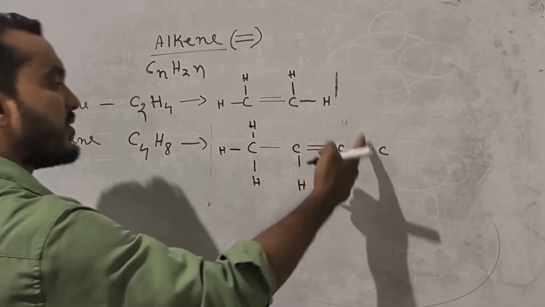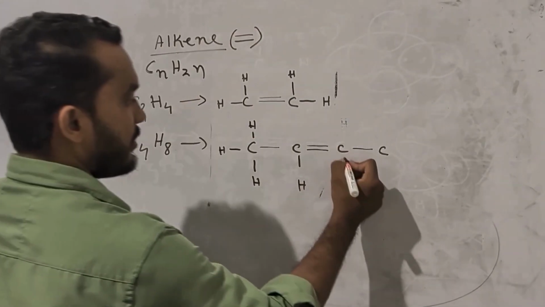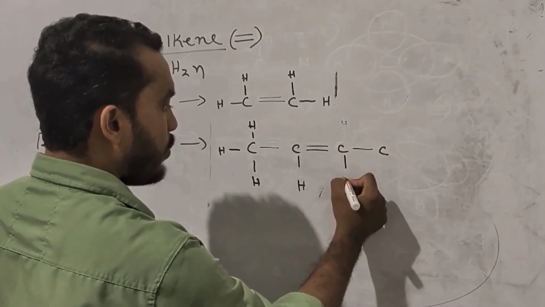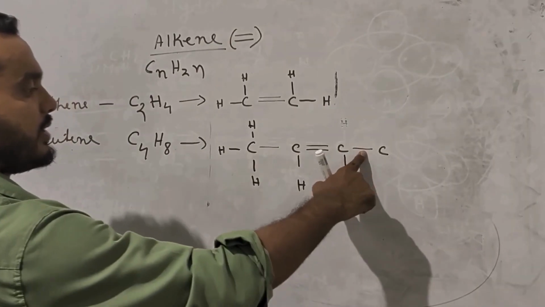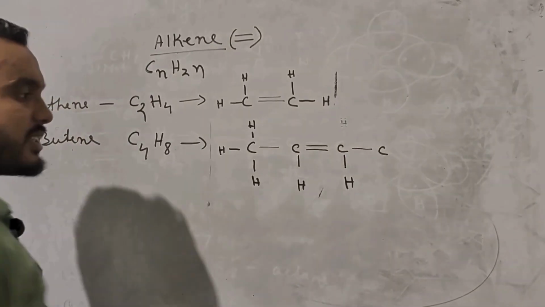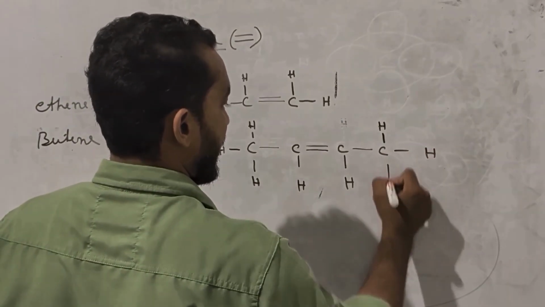With this carbon also, surrounding it you see there are 3 bonds, so only one bond I can add. With this carbon, only one bond is there, so again I can add 3 bonds. So 1 bond, 2 bond and 3 bond.